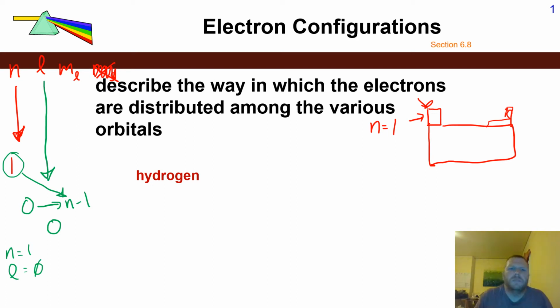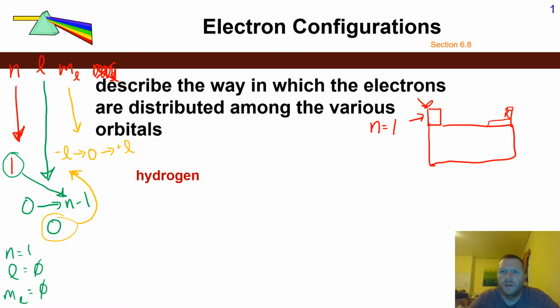Okay, what about our m sub l value? Well, we can have a range from negative l all the way up to 0, and then all the way up to positive l. If l equals 0, which we've already defined, what does that tell us about our m sub l value? Well, what's negative 0? That's 0. What's positive 0? That's still 0. So our m sub l value must be 0.